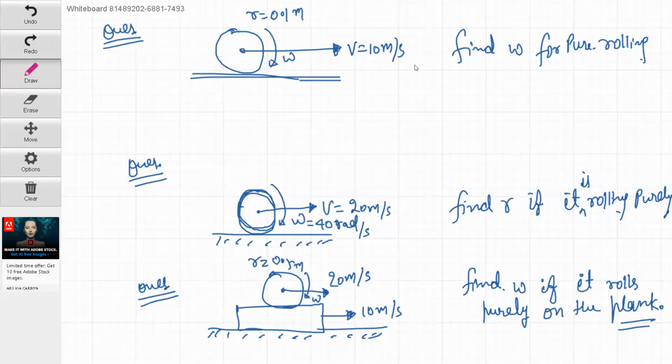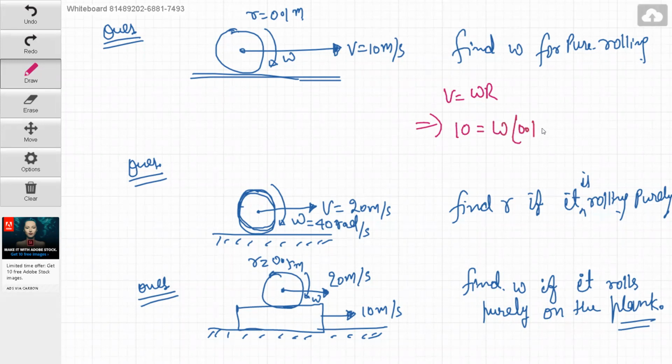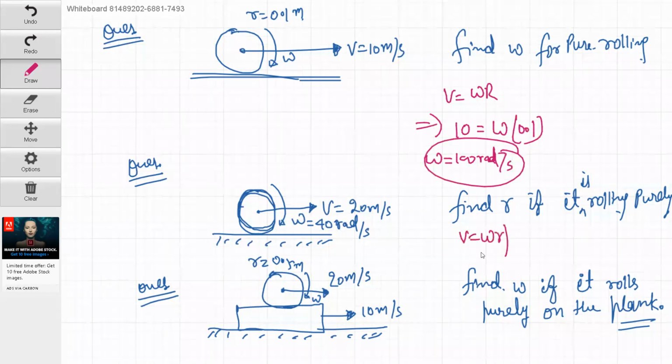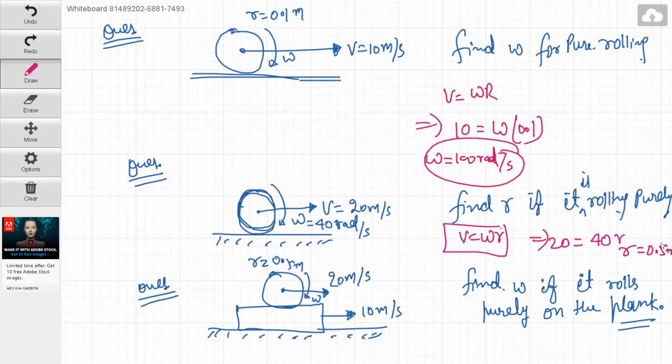So first one is very easy, dear student. V is equal to omega r is the condition for pure rolling. Velocity is 10. Omega is not known to us. Radius is 0.1. So omega is equal to 100 radian per second. Now here also V is equal to omega r. We will apply that in the second question. Velocity is given 20, omega is given 40, and this is r. So r will become equal to 0.5 meter.